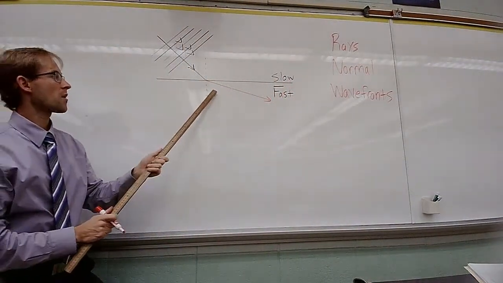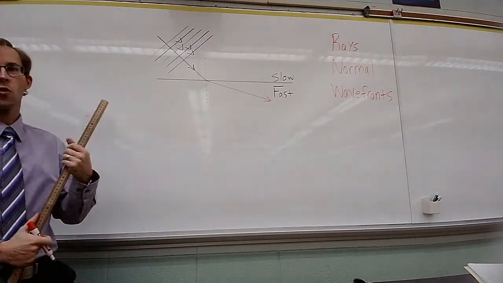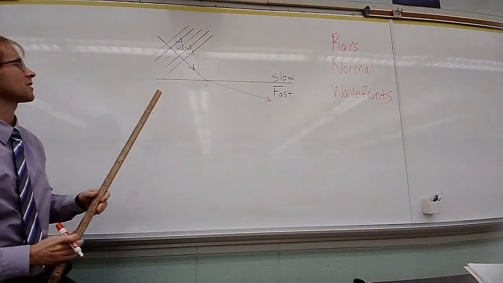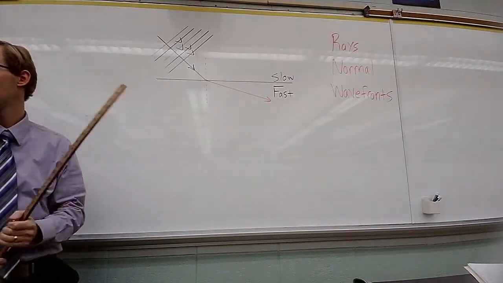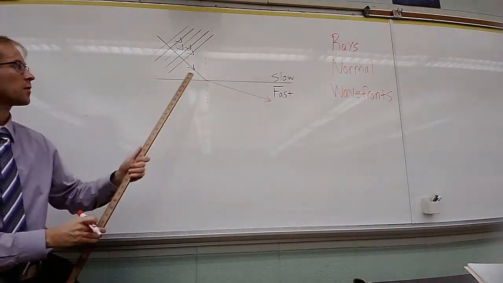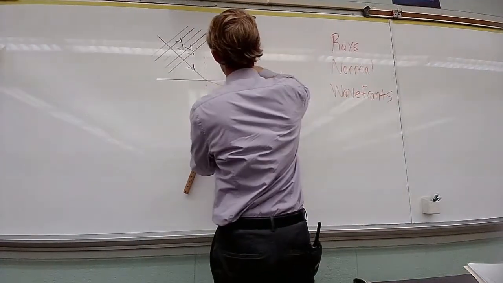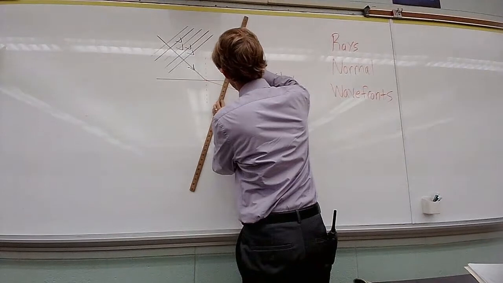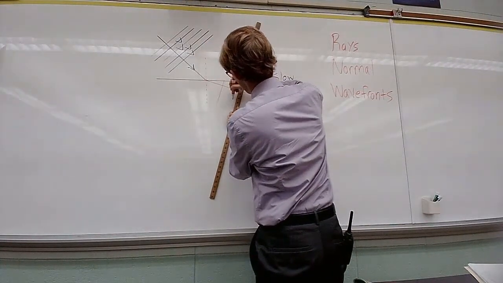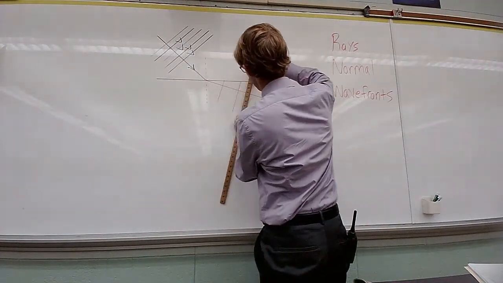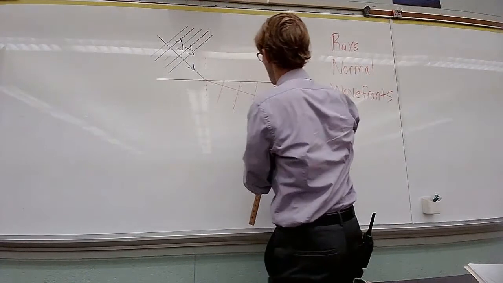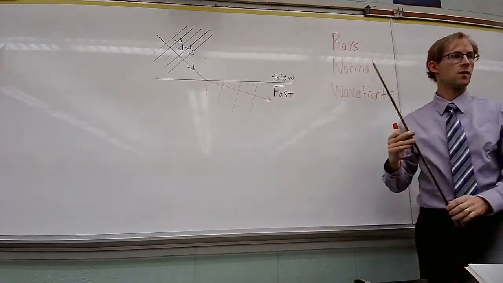And when I put my waves in, how will the wavelengths compare? Bigger or smaller? Bigger, absolutely, because we're in the fast medium. When we're in a fast medium, the wavelengths are more elongated. In a slow medium, they're more bunched up. So that would be an acceptable answer to this question.